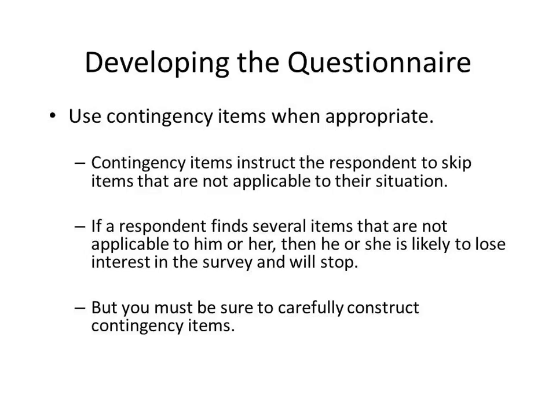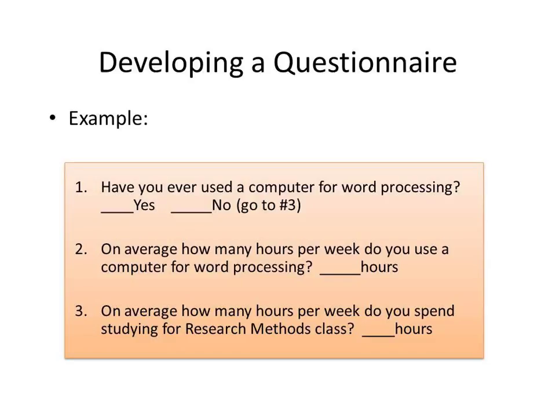But you have to be pretty careful in the construction. If you do online survey research, you can set it up so it'll automatically skip the questions, or you just very carefully write the instructions. An example would be on this next slide. Have you ever used a computer for word processing? If the answer is no, you skip to go to number 3, because if they haven't ever used it and they try to answer question number 2, on average, how many hours a week do you use a computer for word processing? They're just going to put 0 hours, and that's not a very helpful data point. So you can use skip logic, is what it's called in a computer, or a contingency item to make your life a little easier. Well, that's the end of these items.